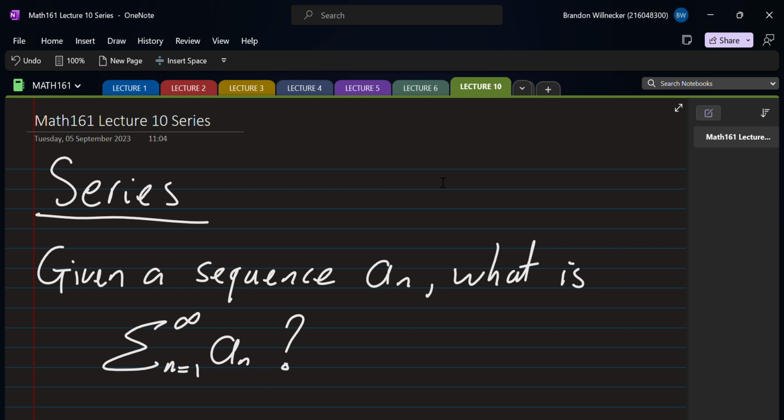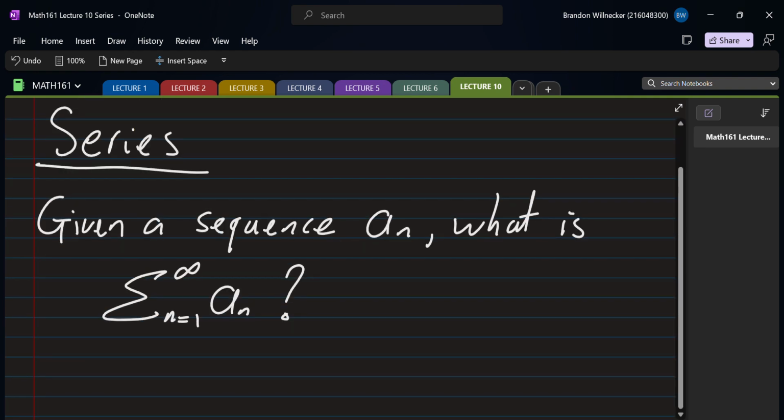Okay, let's get started. Today we're going to be going through the idea of a series. Given a sequence a_n, and we know what a sequence is from last time, it's some infinite number of terms indexed by this n. For example, we can have a_n equals 2 over 1 plus n. We can substitute different natural numbers n and we get different elements in the sequence.